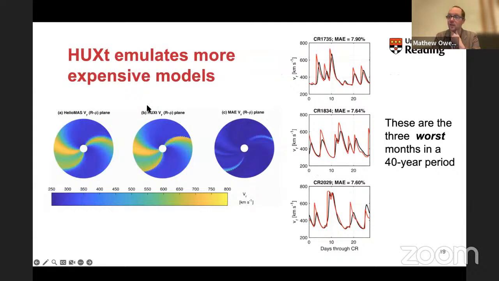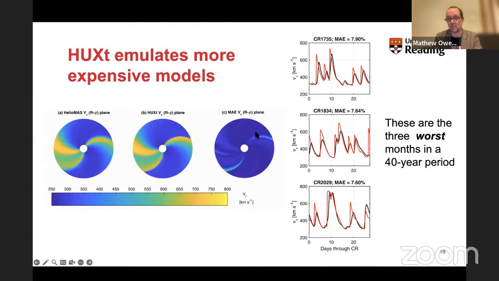Just to show you that it approximates 3D MHD quite well, here we're looking down on the ecliptic plane. You can see this classic Parker spiral structure. This is the solution from a really sophisticated 3D MHD model from the Predictive Science group called HelioMAS. There's their solution. If we take the exact same boundary conditions and plug them into HUXt, we get this. You can see, to first glance, they're very, very similar.